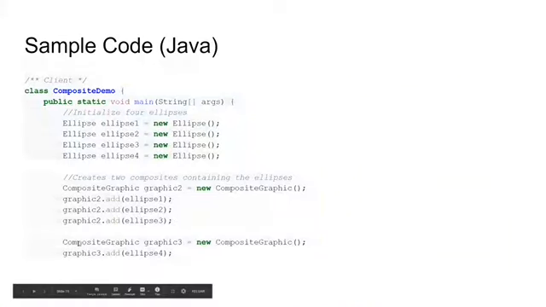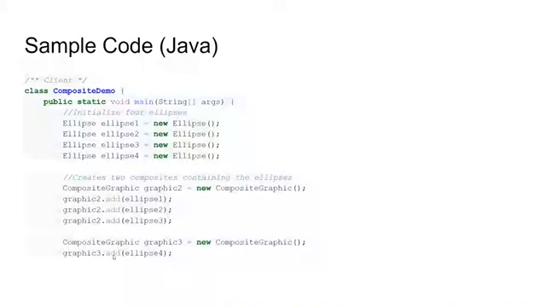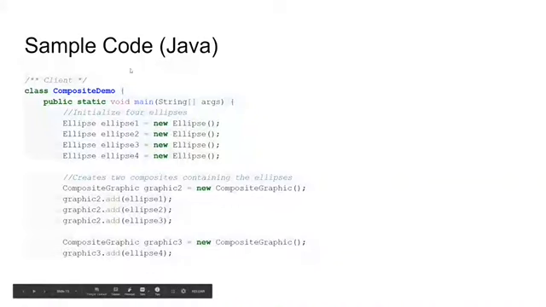And I also create CompositeGraphic graphic3, a new CompositeGraphic from that class, and then I add ellipse4 that I created above here. And next, as we can see, I create another graphic containing two graphics, graphic2 and graphic3. And when I print the graphic, the ellipse string that Jeremy explained before will be printed.